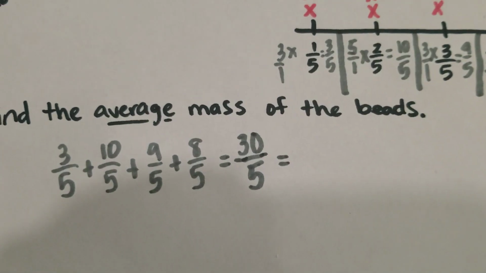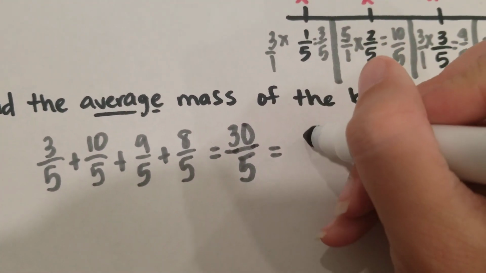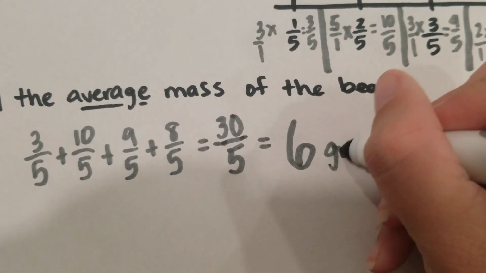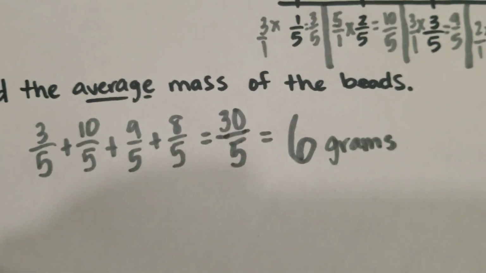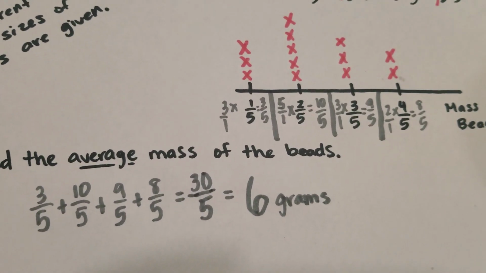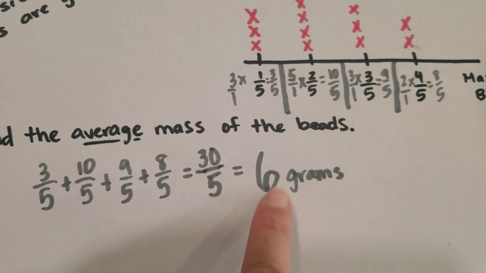I need to do in and out. I need to divide to see how many wholes that is. And 5 goes into 30 exactly 6 times. So I have 6 grams of beads. When I add them all together, it's 6 grams of beads. Okay, I'm not done. Average. The first step is to add it all together. I've only done the first step so far.